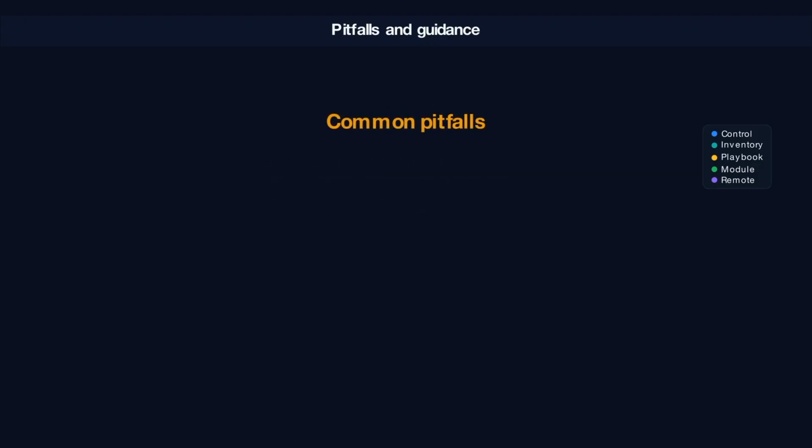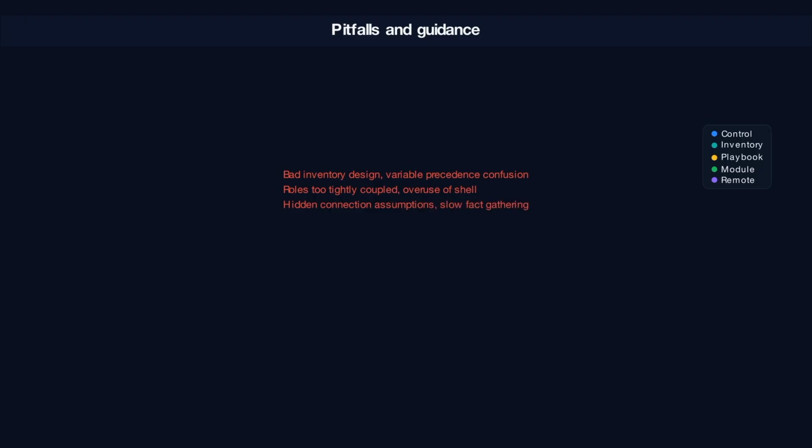Real-world Ansible problems are usually not about YAML syntax. They are about bad inventory design, variable precedence confusion, roles that are too tightly coupled, overuse of shell instead of modules, hidden connection assumptions, slow runs due to fact gathering or transport round trips, and unclear separation between controller dependencies and target dependencies. Architect guidance.